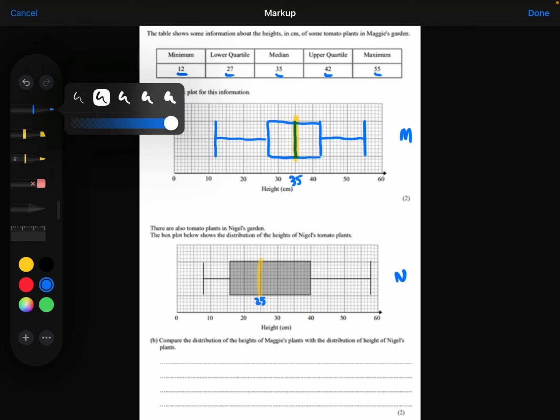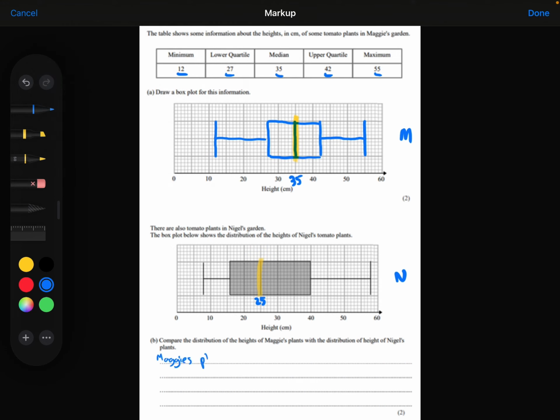So the sentence that we're going to write here is that Maggie's plants are heavier or are bigger on average because they have a higher median.